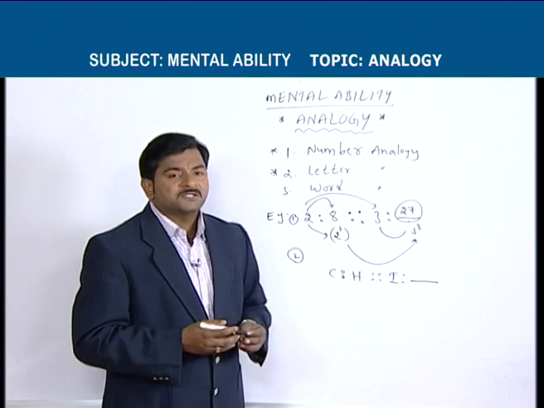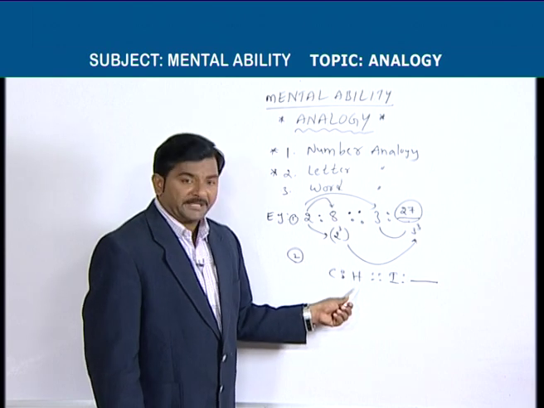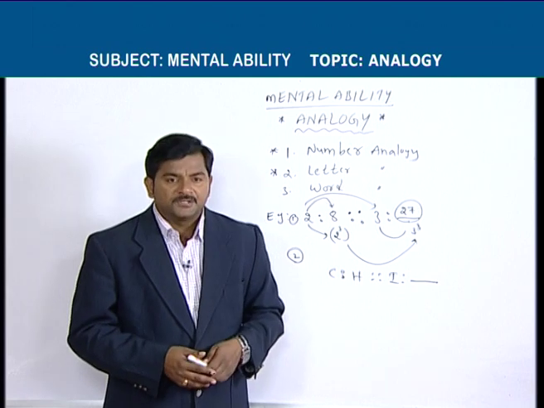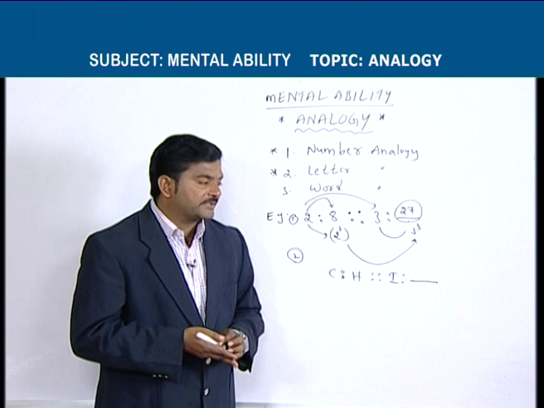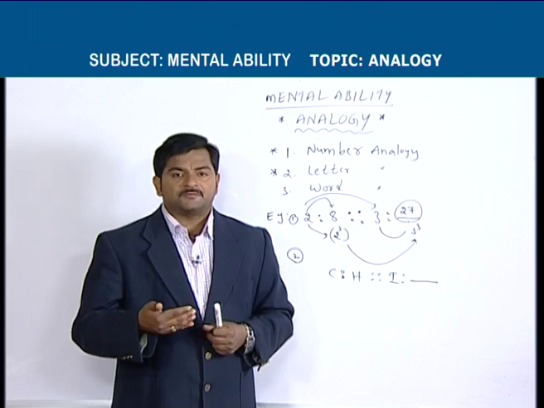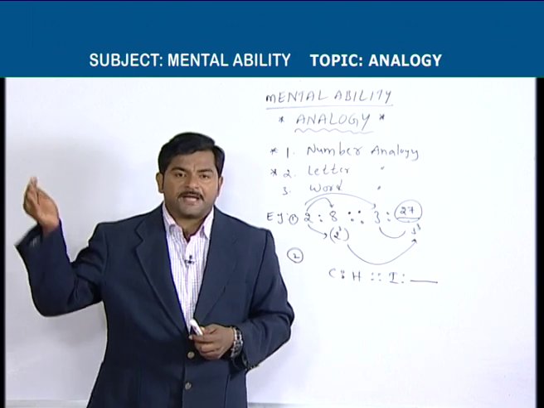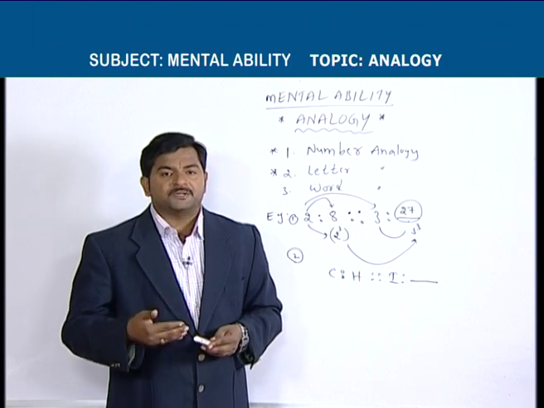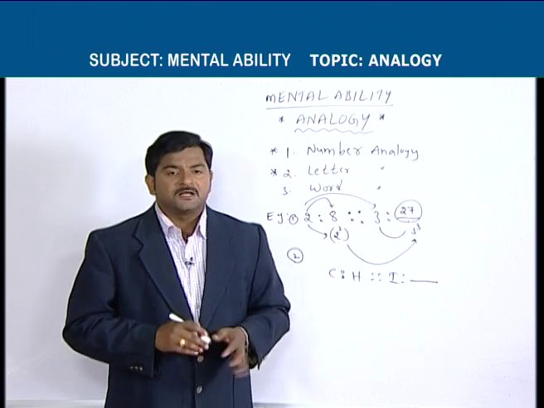Okay, now this is another example for letter series. C is to H as I is to dash. We have seen letter series, coding, decoding and all in the topics. What we can say? Assigning numbers to the alphabets. A means 1, B means 2, C means 3, D means 4 and so on. X means 24, Y means 25, Z means 26. You know all these numbers because previously we have seen many chapters regarding this concept.